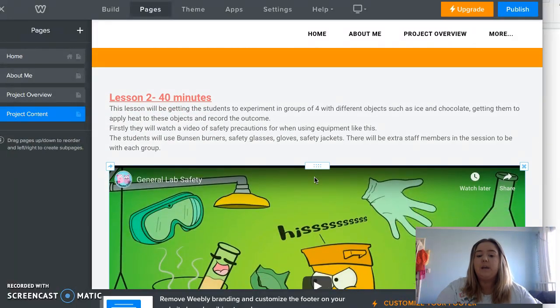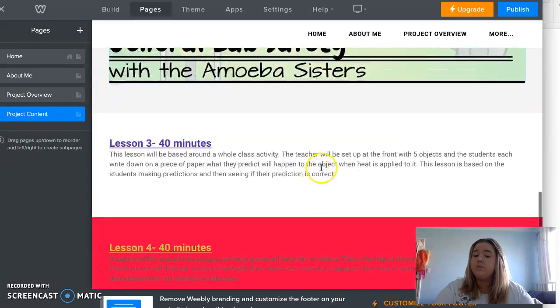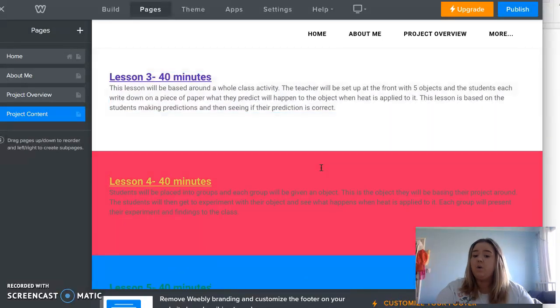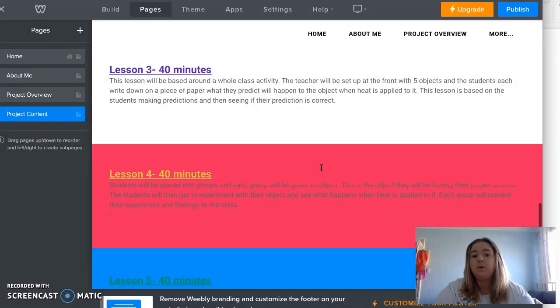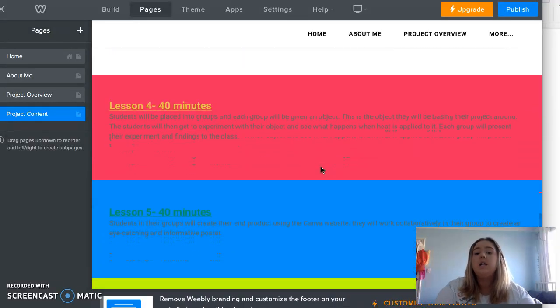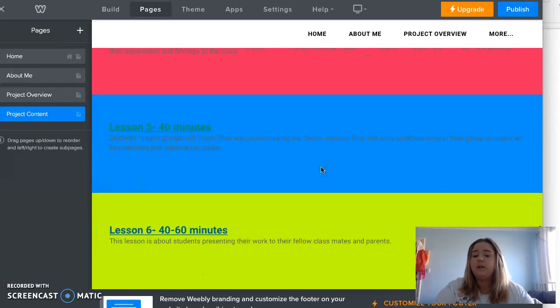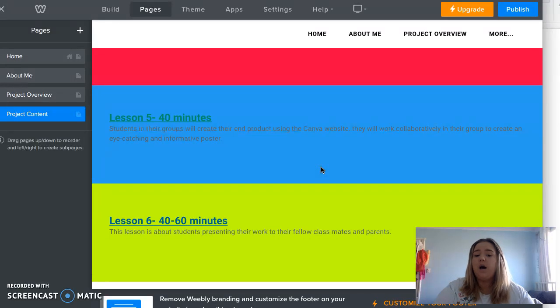Lesson 2 is about students being in groups with different objects and experimenting for themselves, melting these objects. Lesson 3 is a whole class activity where the students will make predictions about what they think will happen to the objects that the teacher has at the front. Lesson 4 is about being put into groups who they'll make their end product with. And lesson 5 is creating the poster, which is the end product.